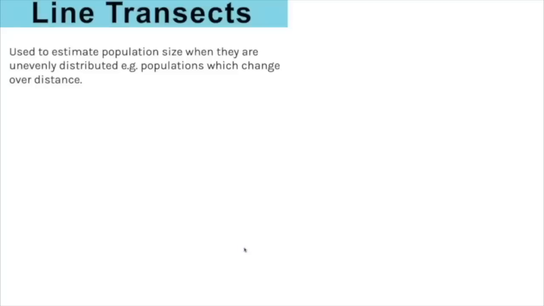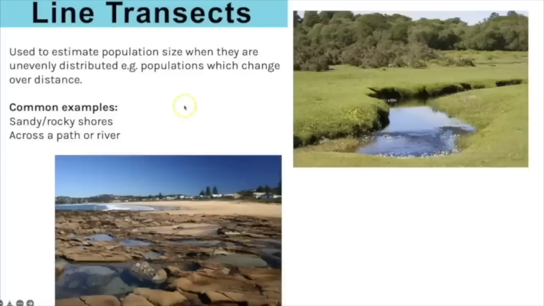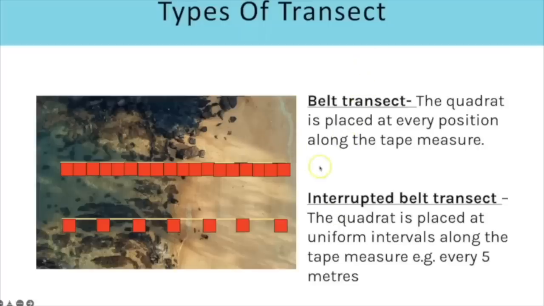Now, if you didn't have an even distribution, we would use a line transect. So common examples of when you need a line transect are rocky shores or any kind of beach fronts, as well as maybe going across a path or a river. So for example, if we wanted to have a look at the impact of the river, you would put your line transect going across it. If you wanted to know the impact of the rocky shore, you'd go from the rocky shore going further away into the land. You can either do a belt transect or an interrupted belt transect.